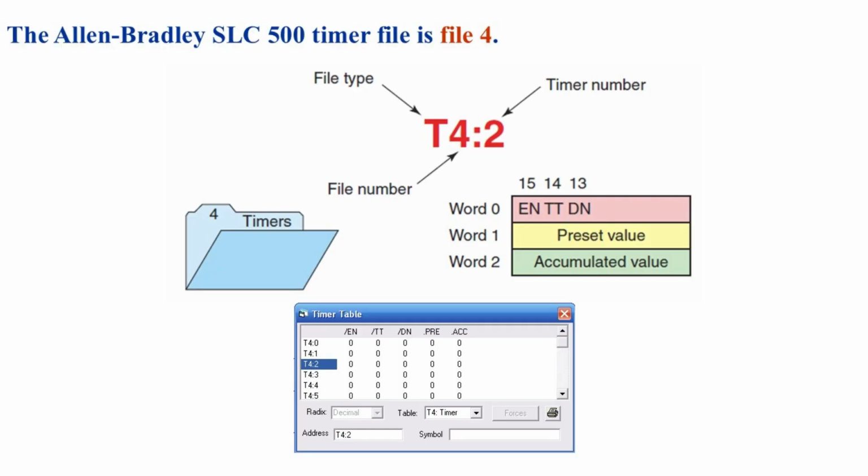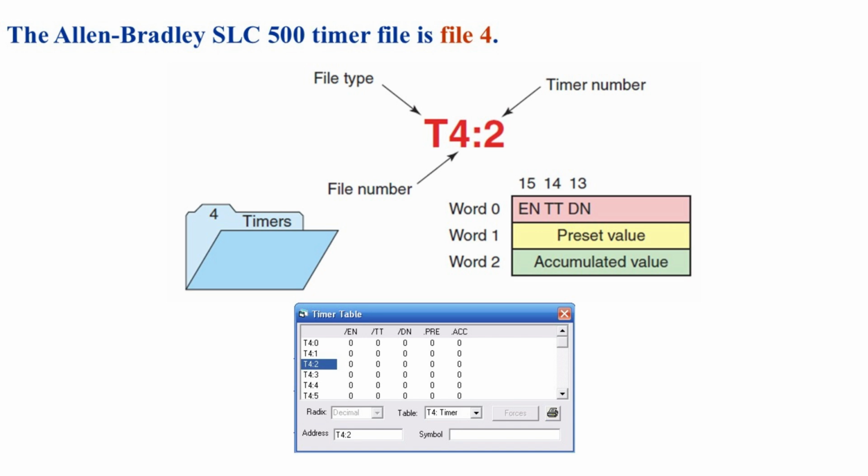In Allen-Bradley RSLogix 500, all timer data is stored in file number 4, which is called a timer file. Each timer in this file is known as a timer element, and each element is made up of 3 16-bit words. For example, the address T4:2 refers to T4, which means timer file 4, and :2, which identifies timer element number 2. Each timer element has several key addresses associated with it.